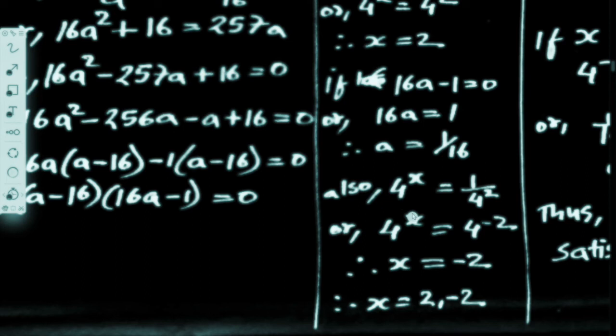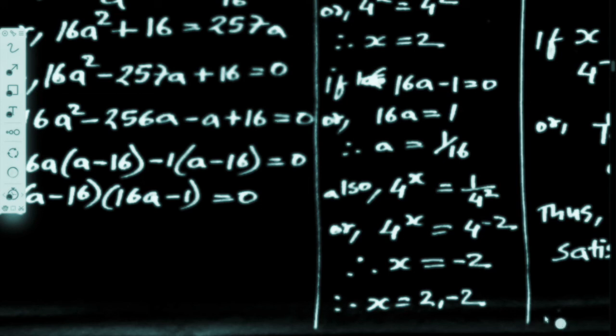Now we see that x equals 2, and again x equals minus 2. So we have x equals 2 and minus 2. We got two values for x from calculation, factorization, and many steps. We got the values x equals 2 and minus 2. But this is not sufficient, we have to do a little bit more.